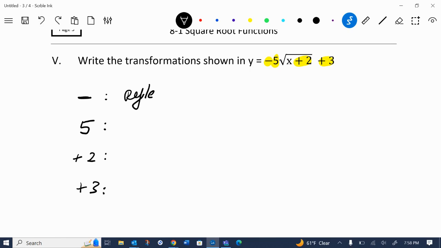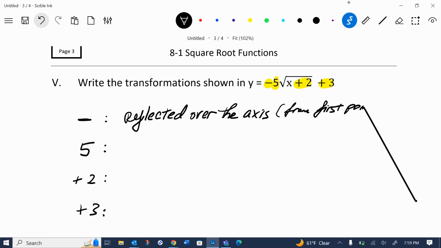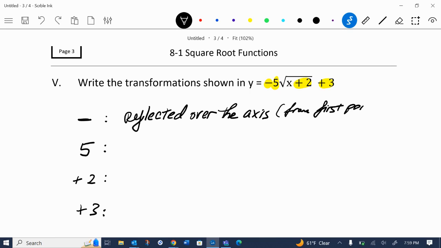Reflected, there, now it looks better. Reflected over, or on is sometimes used, but I think over makes more sense, over the axis. And the axis is from first point.